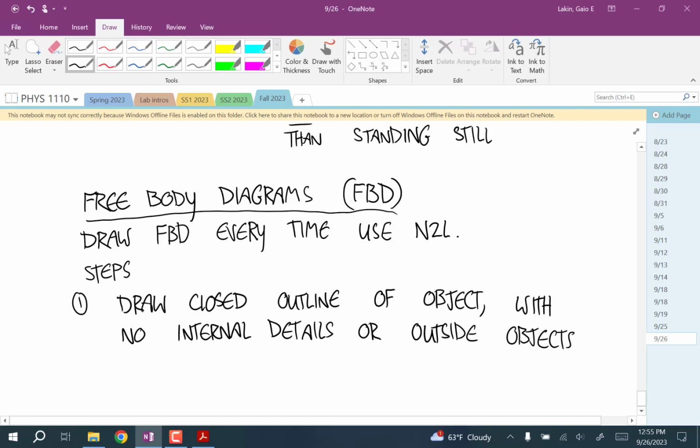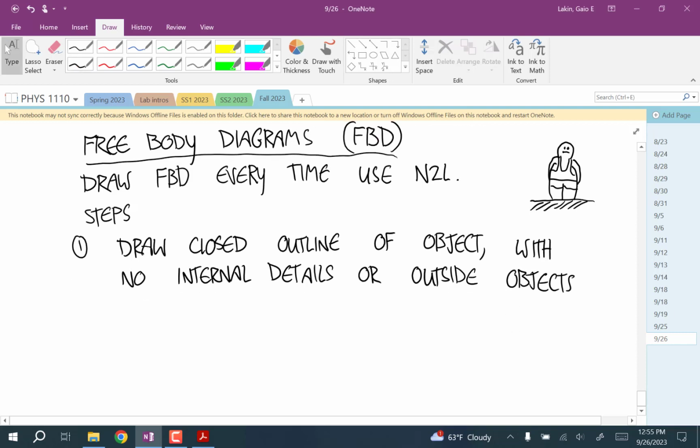Okay, so let's say that I'm going to do this with my force guy. He's going to be the thing we're isolating again. I like his tank top. Okay, so a closed outline of the guy with no internal details or outside objects looks like this.